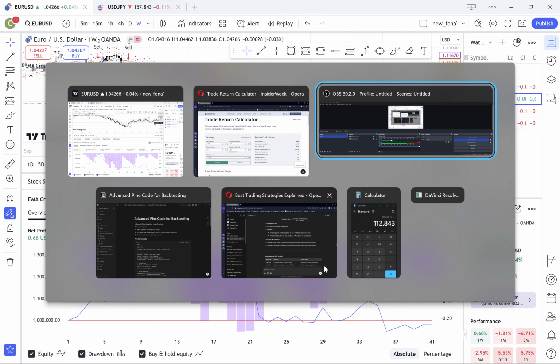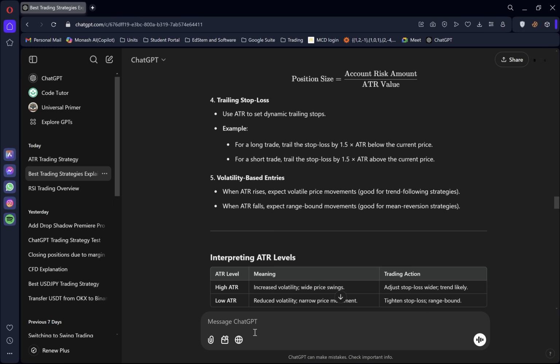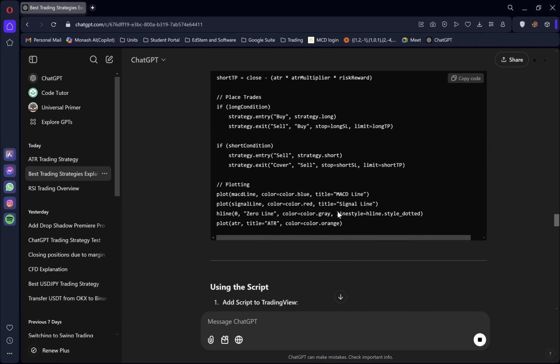But what I'm gonna do is ask ChatGPT to create a script with EMA crossover, and we have our ATR and RSI, with stop loss at the previous low for long and previous high for short. All right, let's just see what it does.